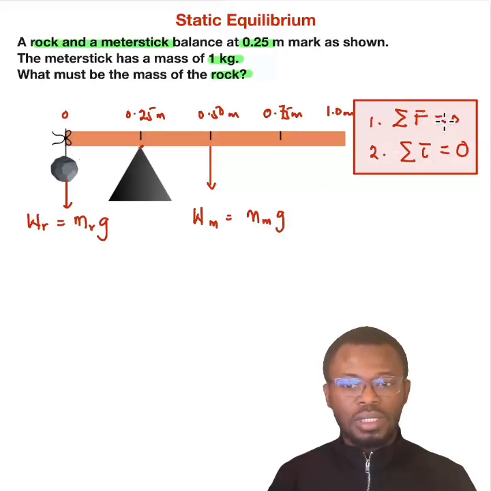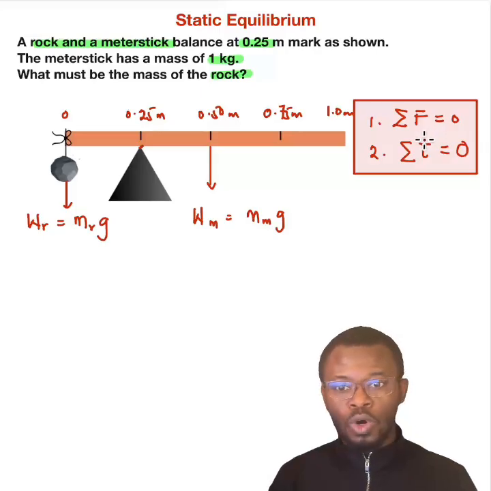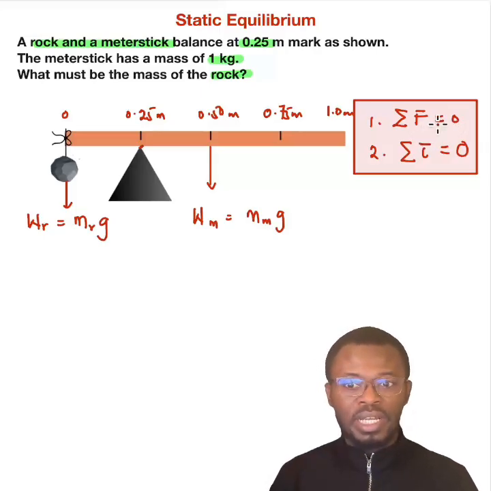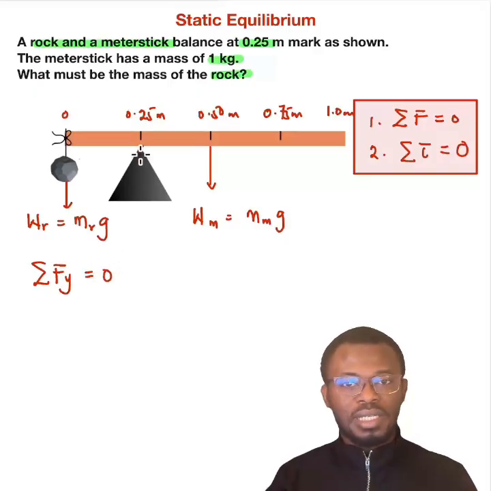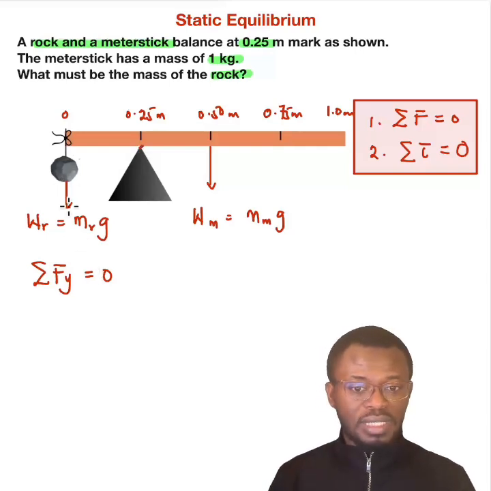The net force either vertically along the y direction or horizontally along the x direction has to be equal to 0. Let's look at the vertical forces. The net force along the y direction has to be equal to 0 for us to achieve translational equilibrium in the vertical direction. We have the weight of this rock and also the weight of the meter stick through its center of mass, all acting downwards. In support of these two forces, we have the normal force exerted on the meter stick by the pivot point, and this normal force is going to be upward.